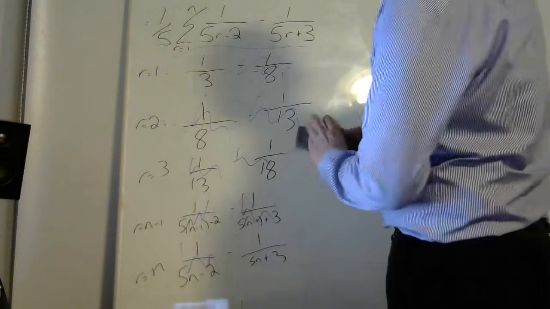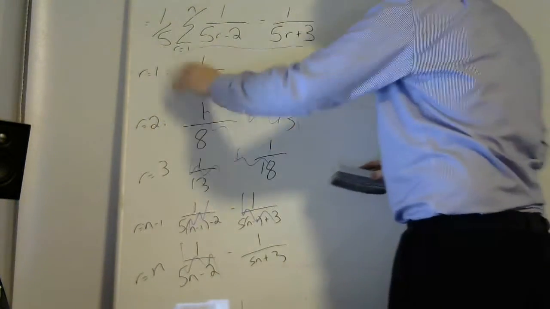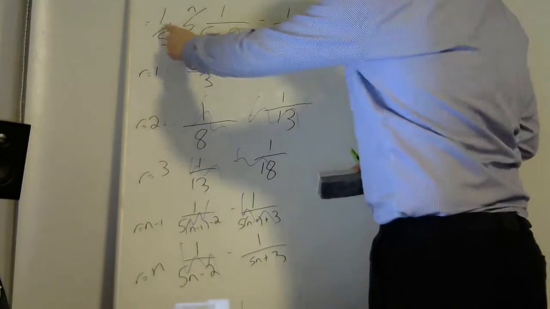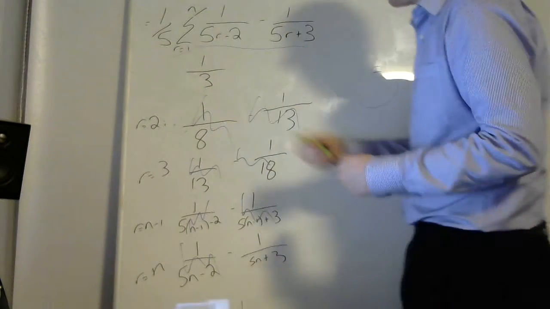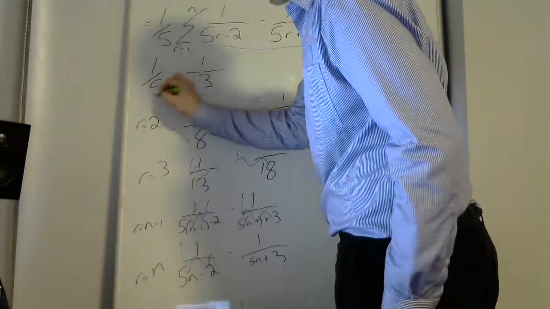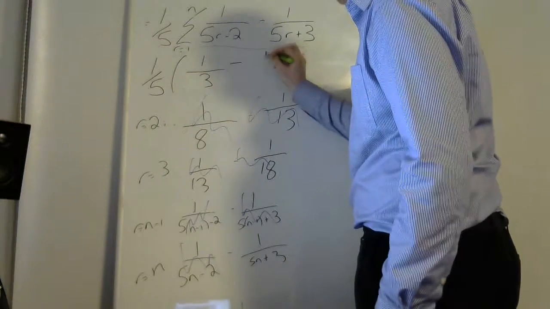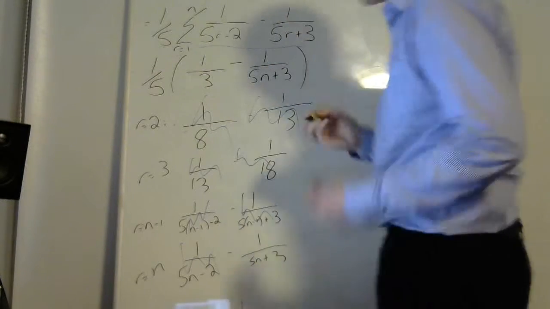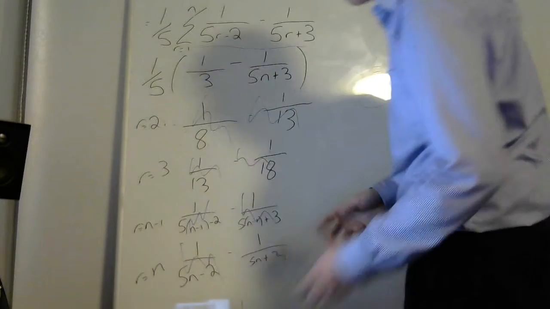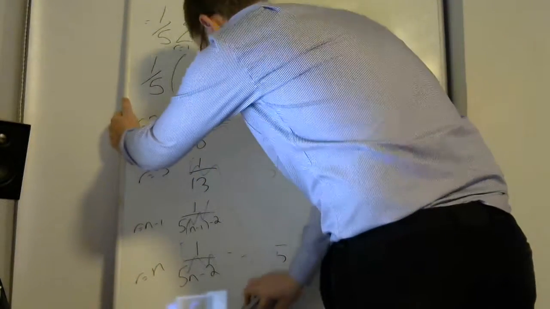So this summation, or now I'm going to write out what the whole line equals. So the whole line is 1/5 multiplied by the summation, which is equal to 1/5 multiplied by a third take away 1 over 5n plus 3. So that's what we've got as an answer, and now we just need to give it in the form that they've asked for in the question.